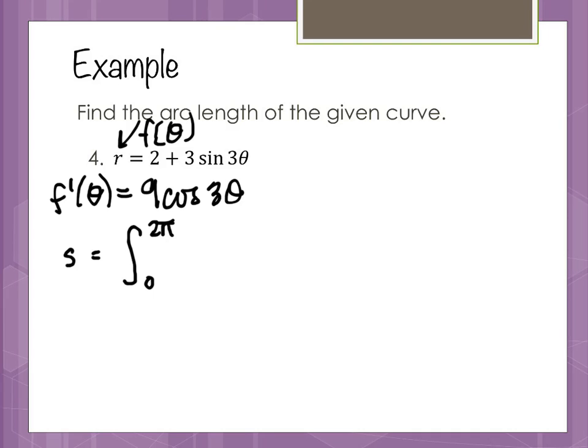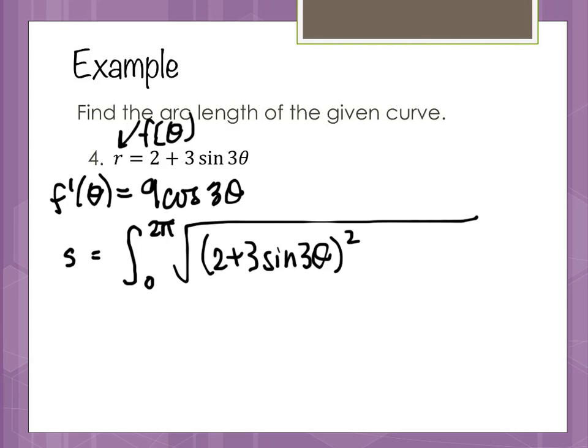All right, so we're going to be doing the square root of each of these functions, so 2 plus 3 sine of 3 theta squared, and the derivative, which was 9 cosine of 3 theta squared d theta. And I guess I actually put these in backwards from the way I wrote my formula before. In my formula before I wrote the derivative first, but because it's addition, it doesn't matter.